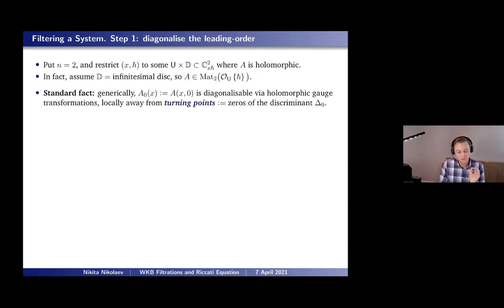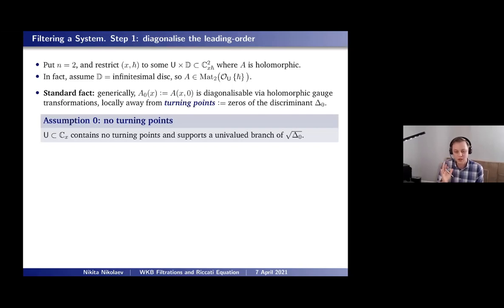Right, anyway, there's a very standard fact about holomorphic matrices. If I look at the leading order, A naught, as long as I stay away from the zeros of its discriminant, this matrix can be diagonalized by a holomorphic gauge transformation. But this only holds if I stay away from the zeros of the discriminant, which are called the turning points.